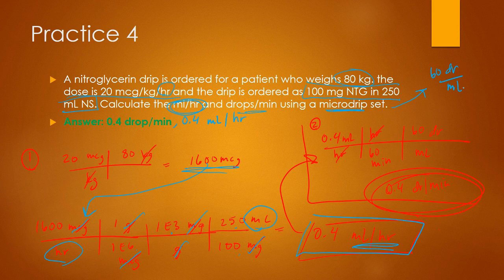In order to get drops per minute, remember that a micro drip has 60 drops per ml. Plugging that in, 0.4 mLs divided by hour, there's 60 minutes in 1 hour. Those hours can cancel out, so then you're left with minutes, which is what you want on the bottom. And then you know that there's 60 drops per ml, so canceling those mLs out, you're left with the drops, which is what you want. So multiplying 0.4 times 60 divided by 60, the 60s cancel out, so you're left with 0.4. Your answer for the second part will be 0.4 drops per minute.